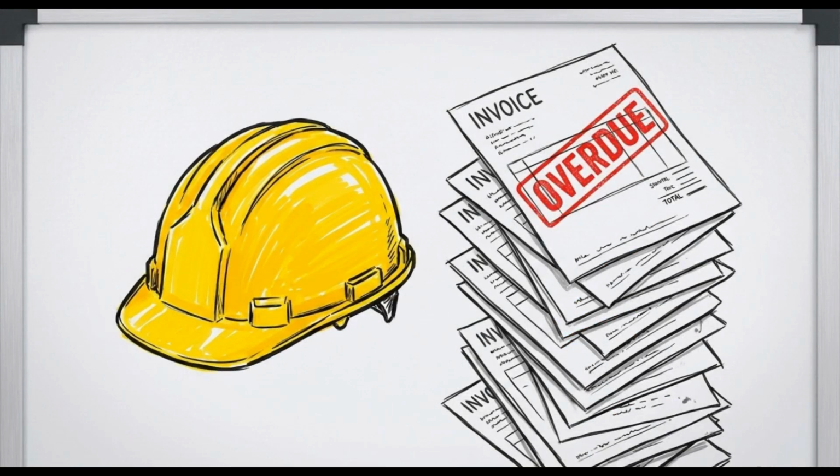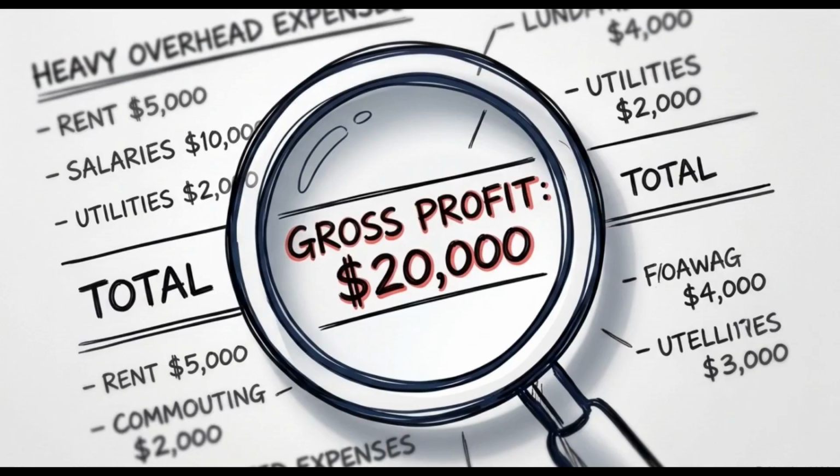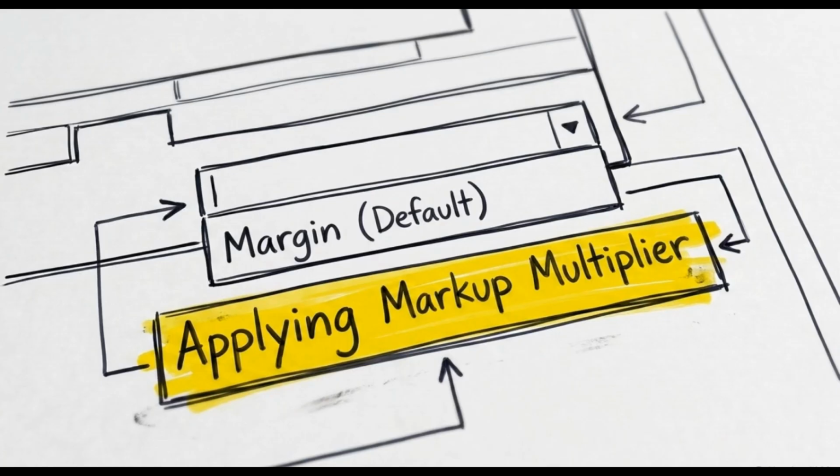The two most destructive mistakes are confusing markup with margin and using a job's gross profit to gauge the entire business's net health. Before signing any quote or contract, systematically verify the math in your software. Many default estimating templates quietly apply a markup percentage while incorrectly labeling it a margin. Here are the rules to verify against.